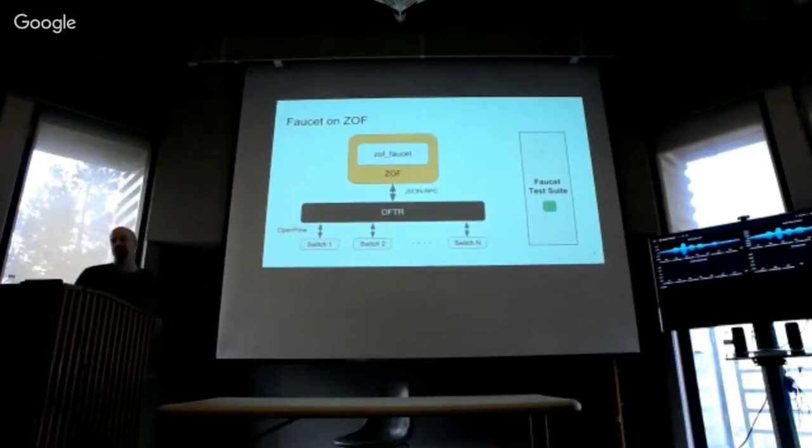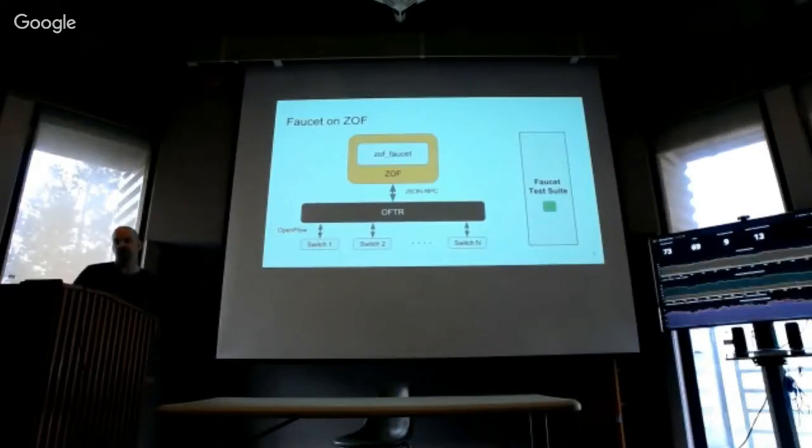An app handler can send OpenFlow messages in response. So what ZOF sends is a JSON YAML message to OFTR addressed to a particular switch. There's a data path. You can use data path ID or you can use a connection ID, which is something that I use internally to make sure it's actually going out the right connection. OFTR translates the JSON message to OpenFlow and sends it out the appropriate connection.